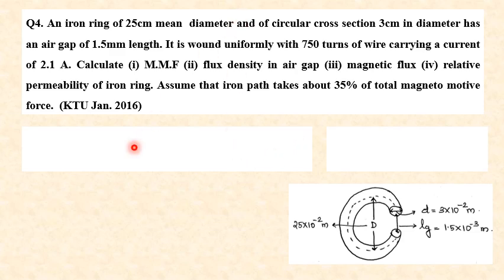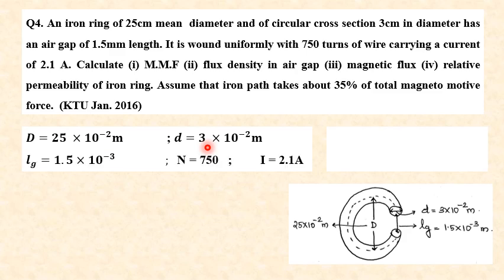So write down the given parameters. Mean diameter, that is capital D, equal to 25 into 10 raised to minus 2 meter. Then small letter d, that is the diameter of the cross section, that is given as 3 into 10 raised to minus 2 meter.